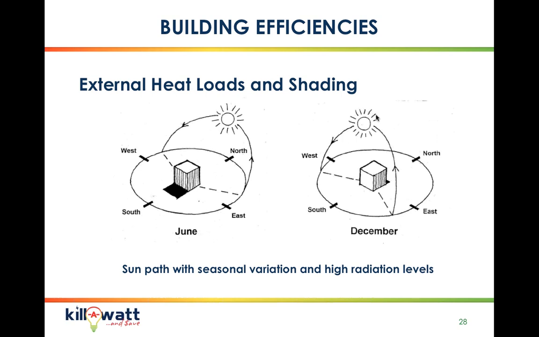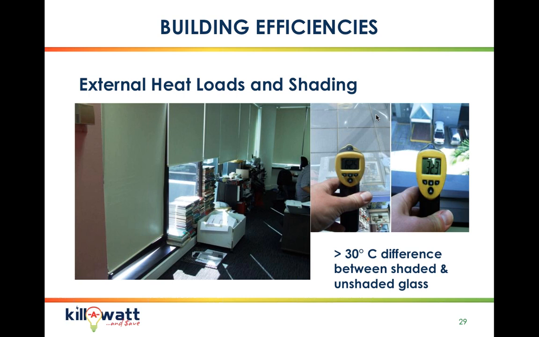Okay, on the external heat loads, we have a unique situation in the far north Queensland where in the winter periods the sun is in the northern hemisphere going from east to west, and in the summer periods during the wet season it's actually in the southern hemisphere. Now what this does, it creates a situation where shading is needed on all four sides of a building, otherwise it's affected by the heat.